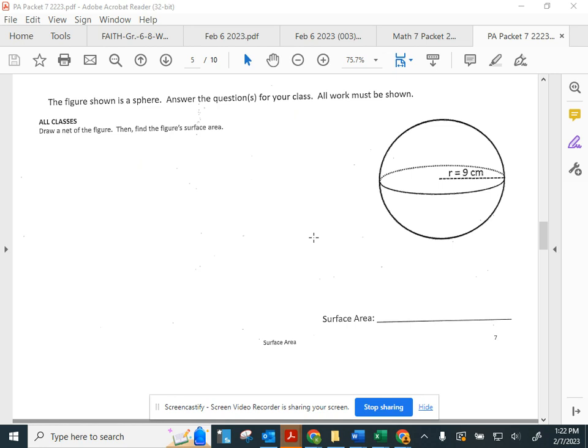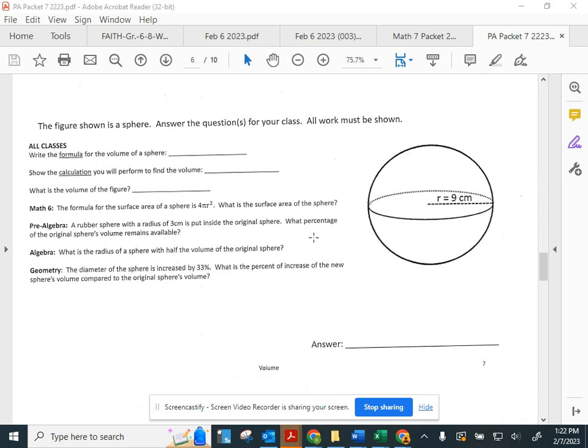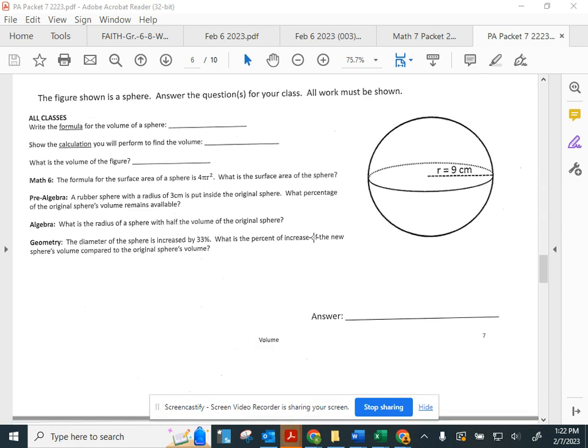Our next page, we have a new formula to write down. The volume of a sphere. So volume of the sphere equals 4/3 times pi times r cubed.